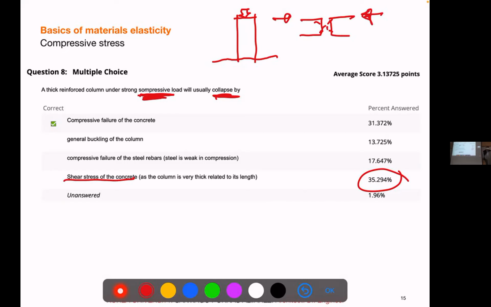If it's pure compression, the element will break in compression. So this is not the case, right? So it will be compressive failure. This was really the obvious question, right? It doesn't break in any other way.